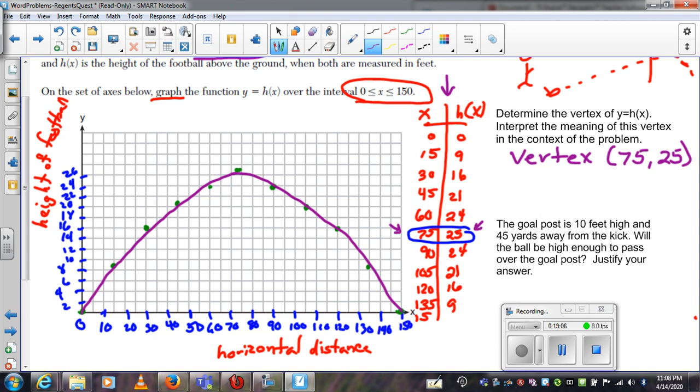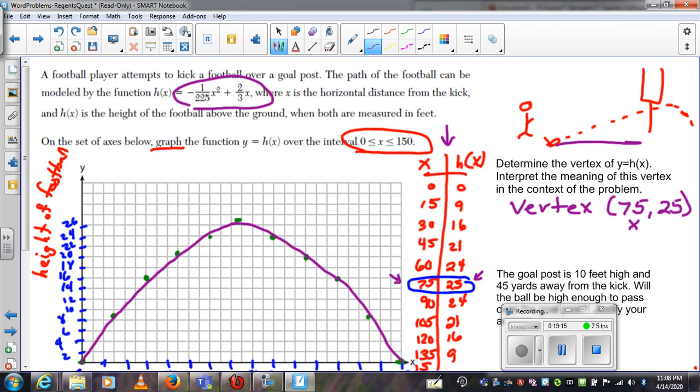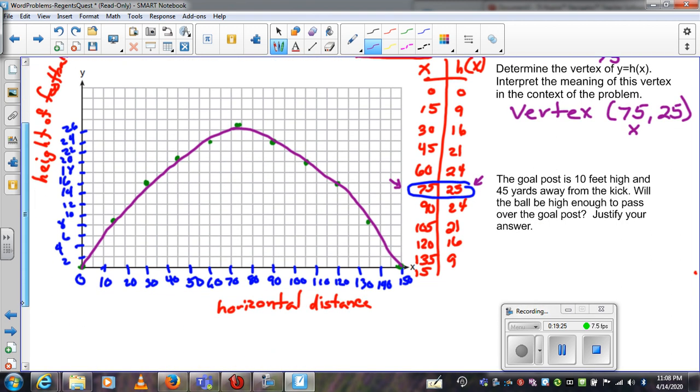So I'll say that again. When the ball is, because this is your x value, which is horizontal distance, so that's the horizontal distance. If I go back up to my picture here, that's the horizontal distance. So that means this is 75 feet away and the ball is 25 feet off the ground. So I'm just going to tell you that in words. But now let's go down to the next one.